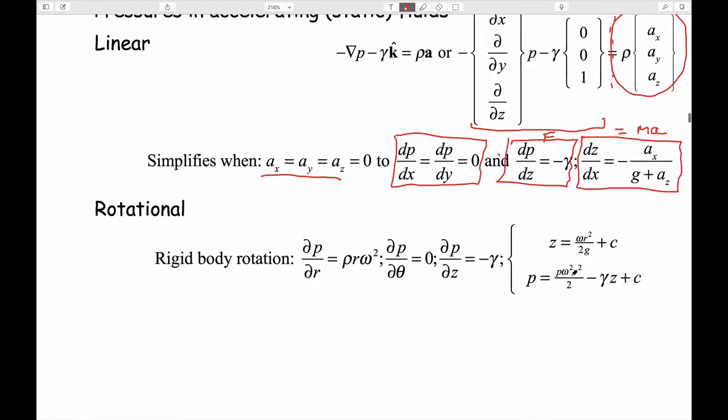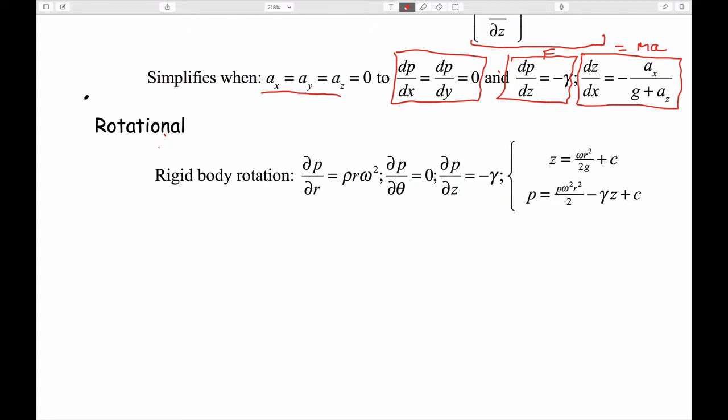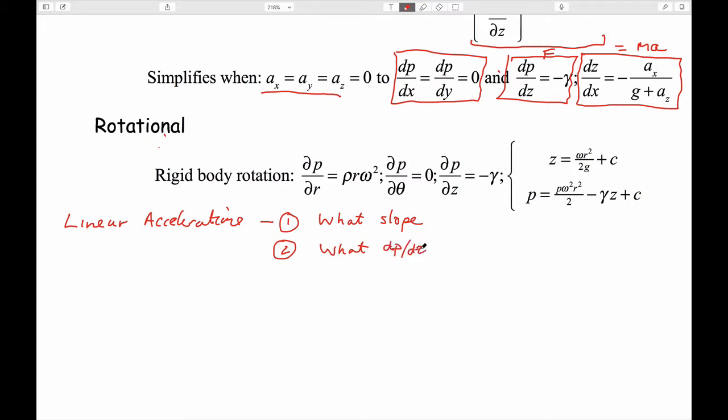Okay? So maybe you've got that. I'll write down exactly what we're talking about. We'll talk about linear accelerations, and answer two questions. One is, what is the slope of the free surface? And what is the pressure distribution? What is dP/dz, I guess, right? What is the change in pressure with depth? Write it out in English, perhaps. And we'll then talk about rotational accelerations, as you can see above here, right?